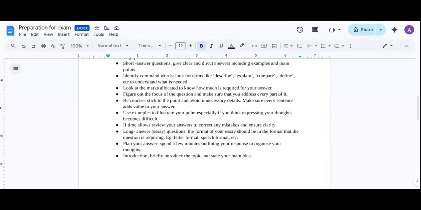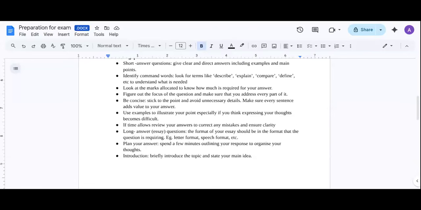Plan your answer. Spend a few minutes outlining your response to organize your thoughts. This is for the long answer questions. There is always space in the booklet available for that, so use it. It might be so because the long answer questions are asking in point form specifically. Where you are planning your answer or outlining your responses, you can just quickly answer those bullet points. And then when you are finished answering, you go to write it in the essay format.